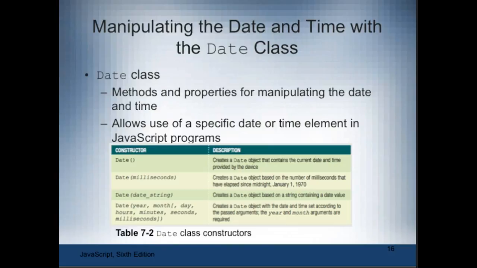The last date constructor accepts several arguments: year, month, day, hours, minutes, seconds, and milliseconds. However, only the year and month arguments are required for this constructor. This constructor creates a date object with the year and month arguments, and also the day, hours, minutes, seconds, and milliseconds arguments if provided.